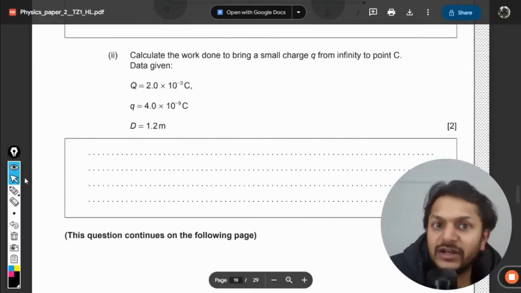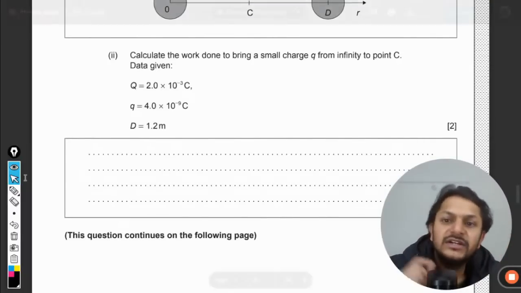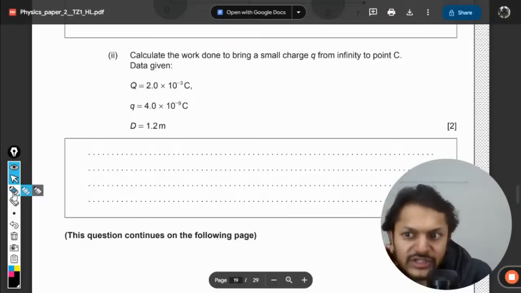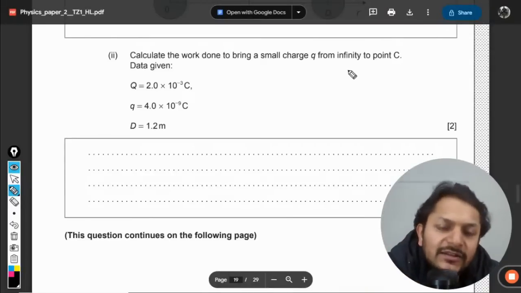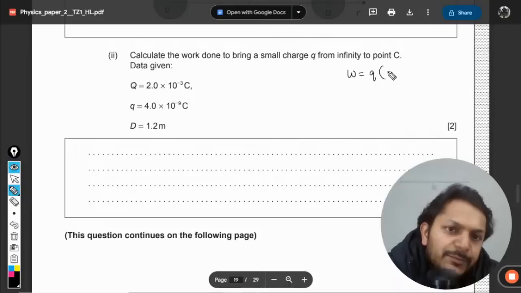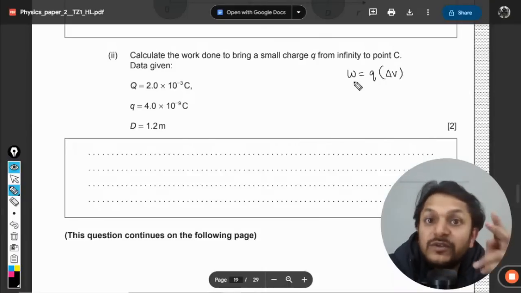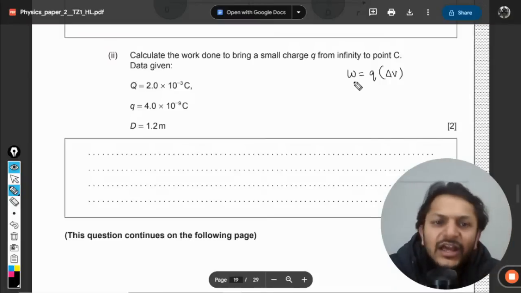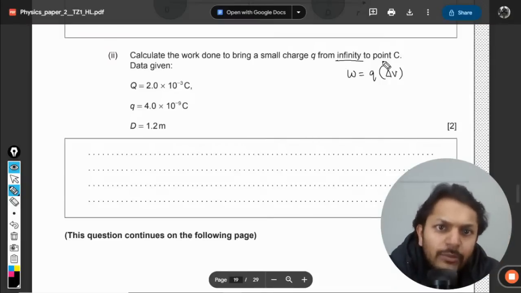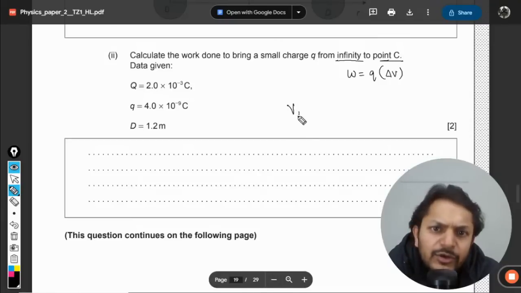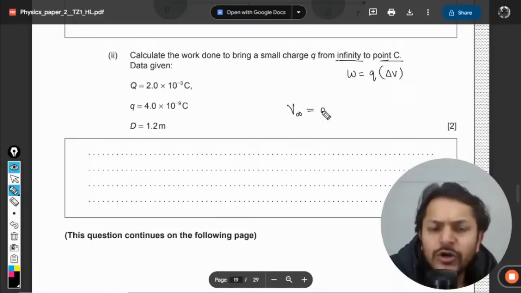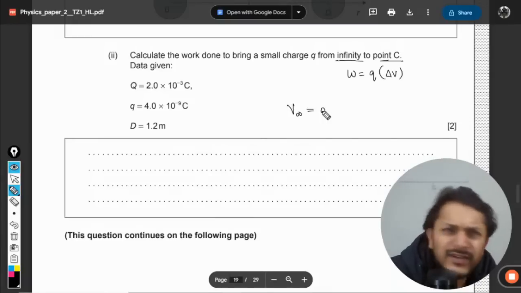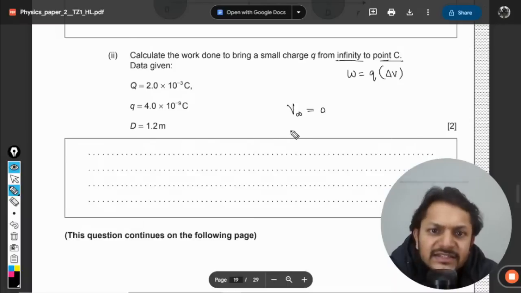Calculate the work done to bring a charge Q from infinity to the point C. Now, how are we going to do this? We are going to use the formula that work done is equal to the product of charge and the potential difference between two positions in which a charge small q is moved. So we have to find the potential at two positions: number one, infinity, and number two, C, because the charge is moved from infinity to point C. Obviously the potential at infinity is always taken to be zero, whether there are two spheres or three spheres, doesn't matter. The potential at C is not zero, as we have already seen in our graph.